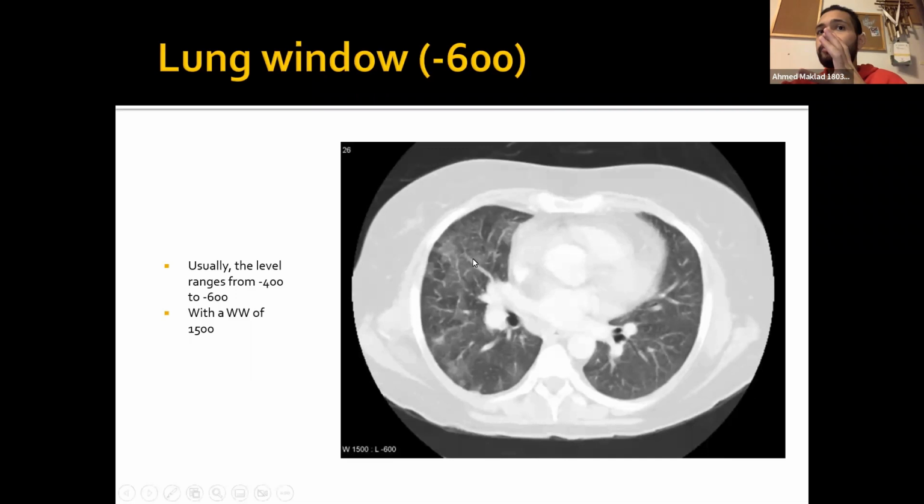So I want you to look at this part right here. See how this part is brighter than this part, for example. See, this is telling you that there's something wrong, right? There's some sort of infiltration in the lungs, and this is actually pneumonia, all right?